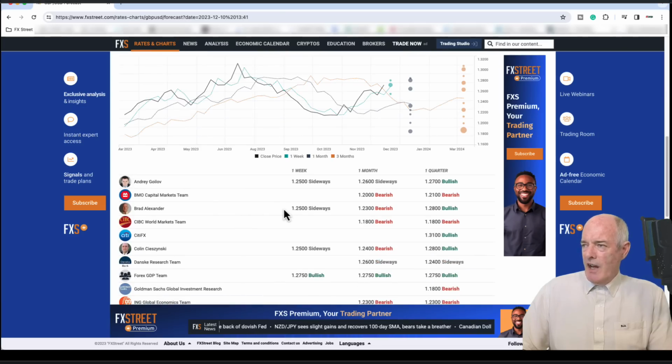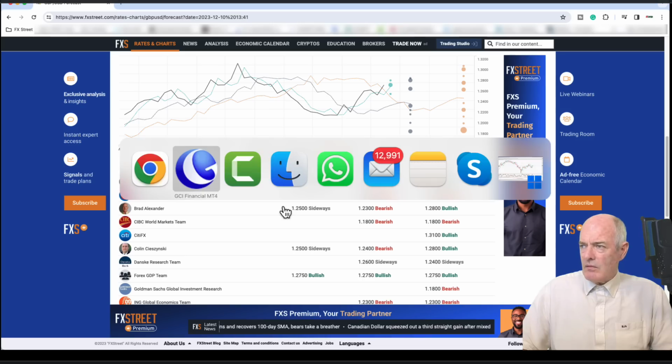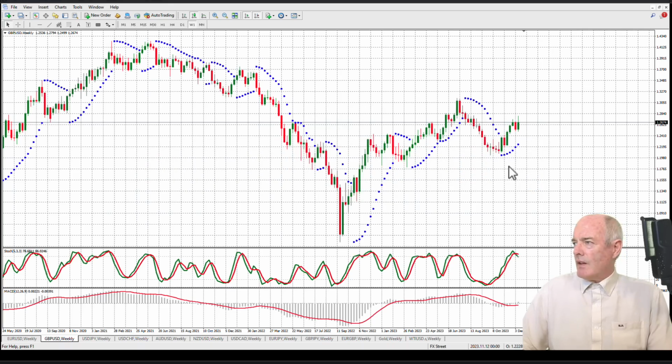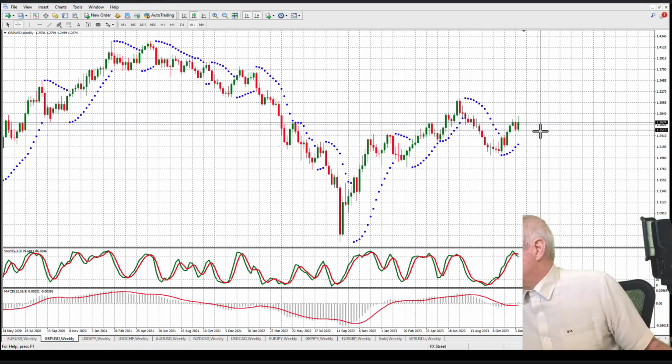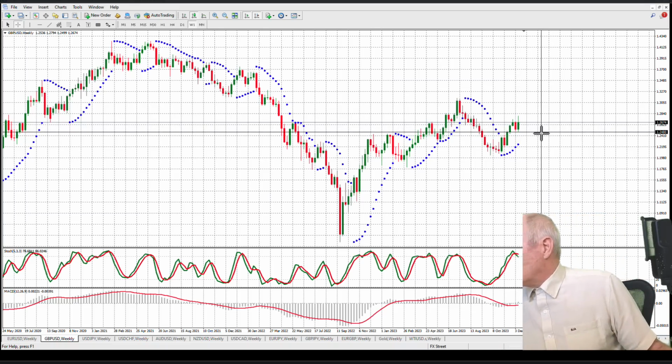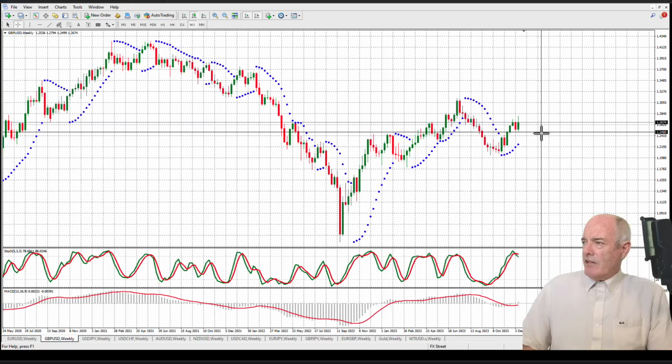My prediction was sideways 1.25. So if I go back and take a look at what I said, did price get to 1.25 during the week? It actually didn't. Price actually went up. So my bearish prediction was wrong. That happens. And again, I can easily blame Jerome Powell.